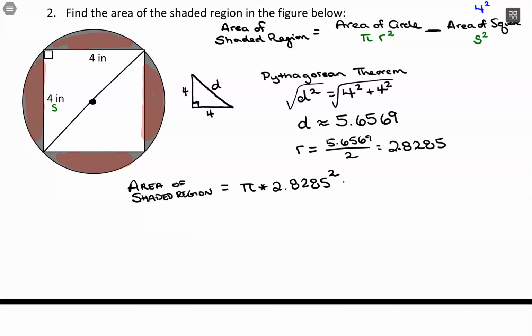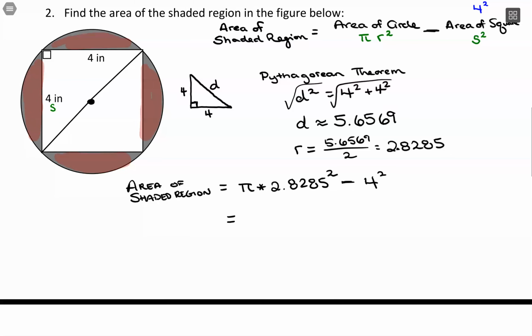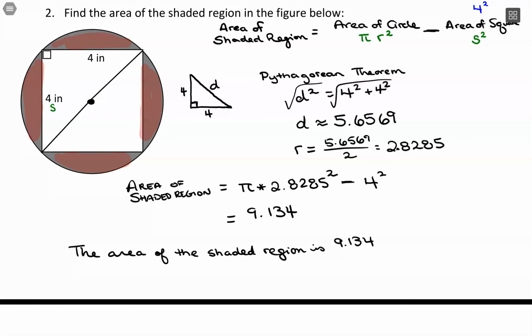Square this minus the area of the square, which will be 4 squared. And then you could just plug all of that into the calculator at once, and what we should get is 9.134. So to answer our question, what we could do is say the area of the shaded region is 9.134, and then for our units, we're working in inches, and it's an area, so it should be inches squared. That would be our final answer.